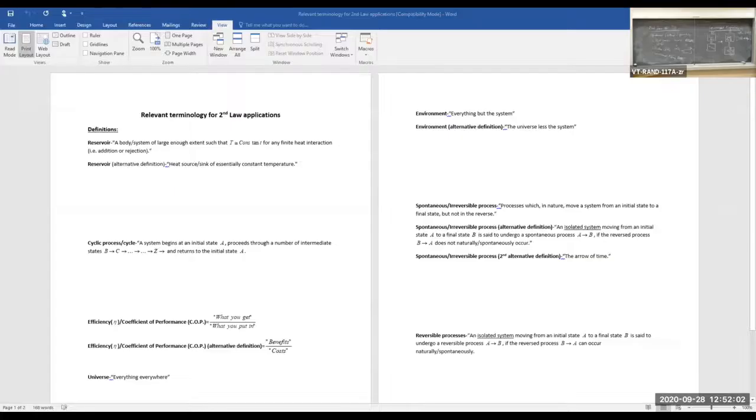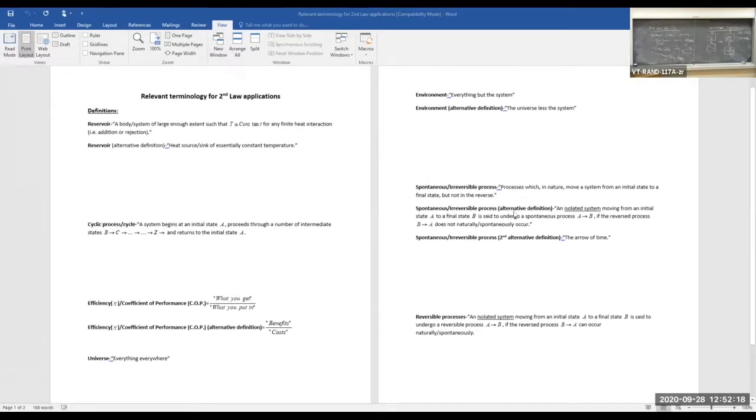So I posted on Canvas relevant terminology that will be applicable to the second law of thermodynamics. This stuff here, I hope, is whetting your appetite for some of these concepts. The first one we can look at here, let's go to the second page. Spontaneous processes. Let's read this over.